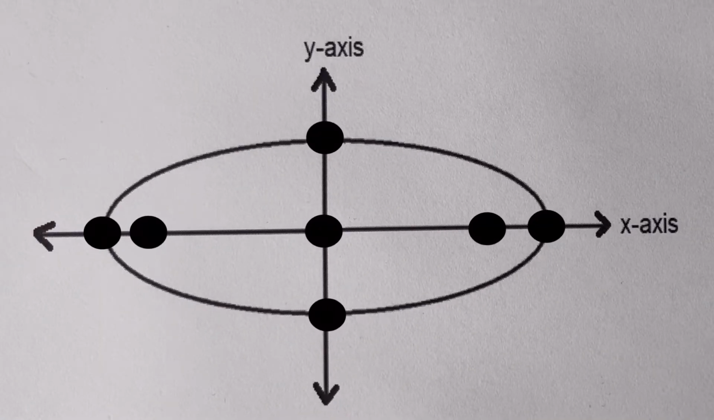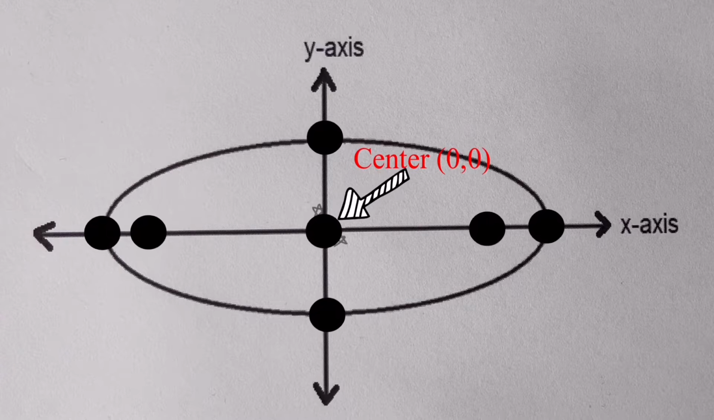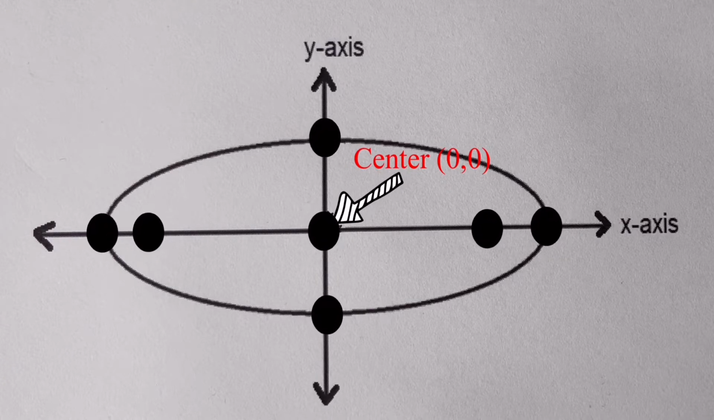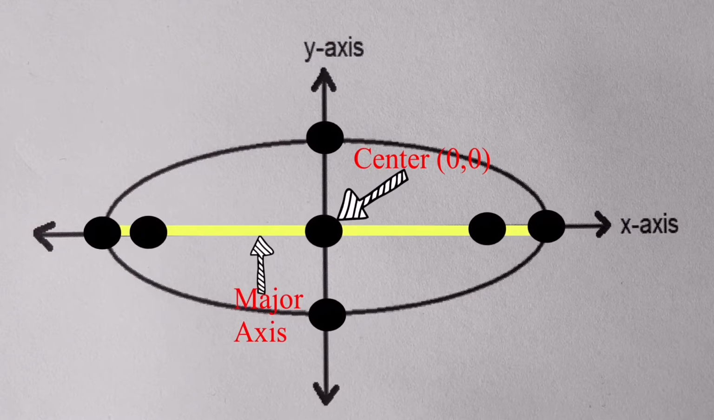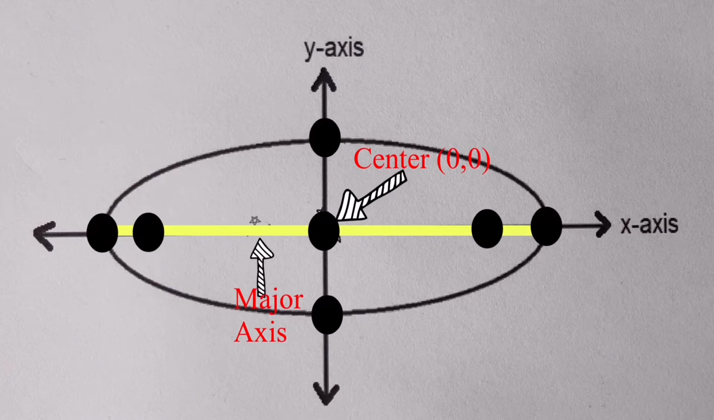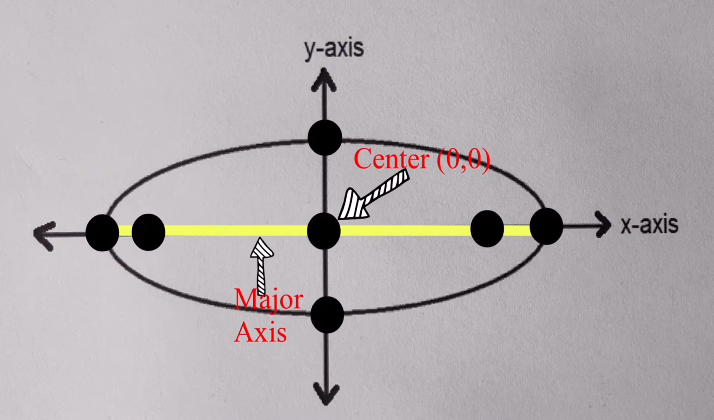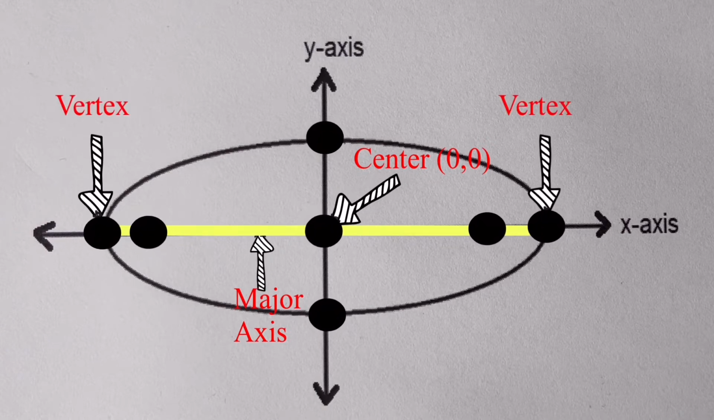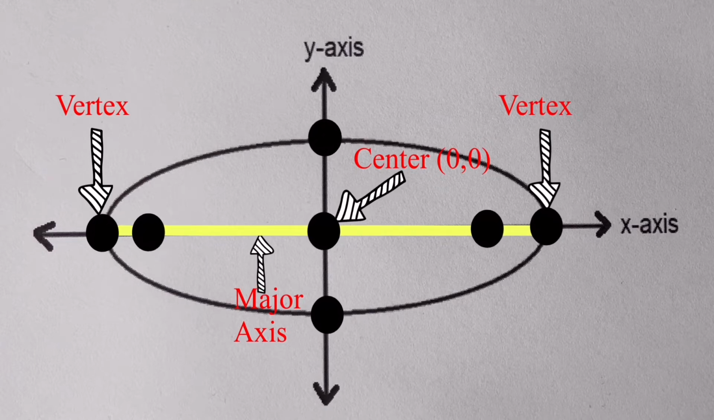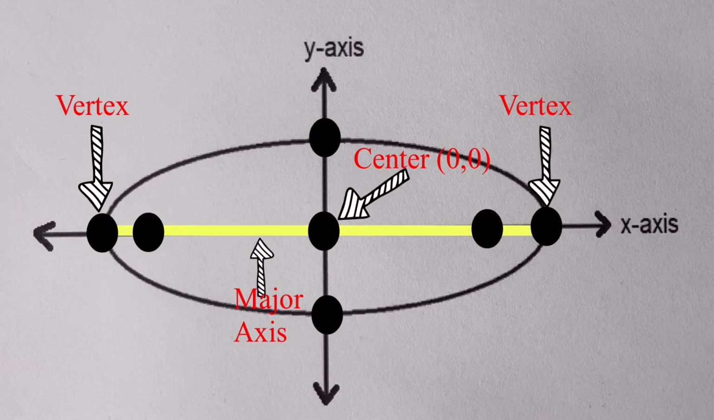The first part that we have here is the center. The center is halfway between the two diameters of the ellipse. The second part is the major axis. The major axis is the longer diameter of an ellipse that connects the two vertices passing through the center. So both of these two dots at the end of the major axis are the vertices. One is the vertex and the other is the other vertex.